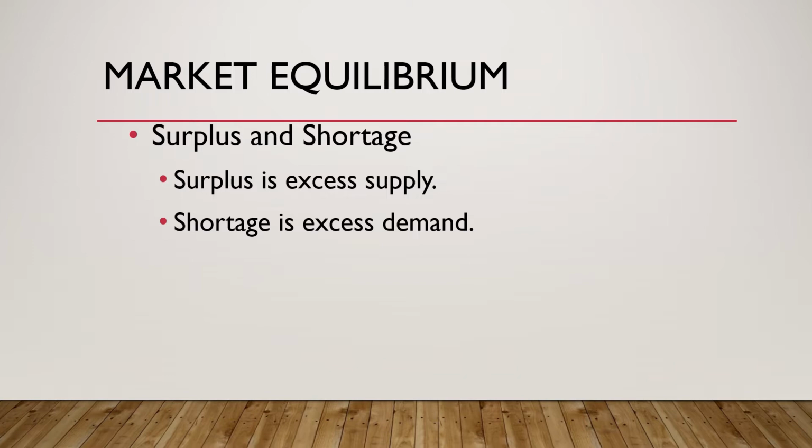Market equilibrium happens when there is a balance in the supply and in the demand. When there is an excess in supply, a surplus happens, and when there is an excess in demand, there is a shortage.